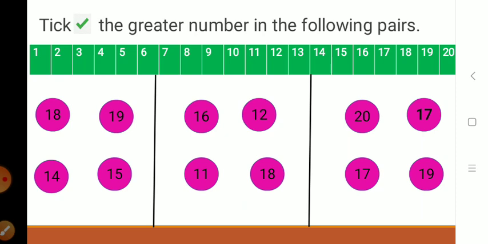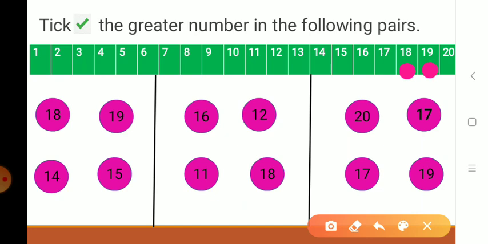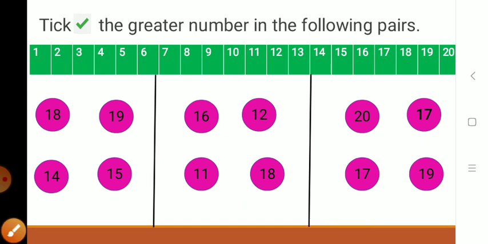See the first one, 18 and 19. Which two numbers are there? 18 and 19. Now what you have to do? Find where is the number 18. Yes, it is here. And where is number 19? It is here. So you can see that number 19 comes after the 18. So you can say 19 is greater than the 18. So tick on that number.